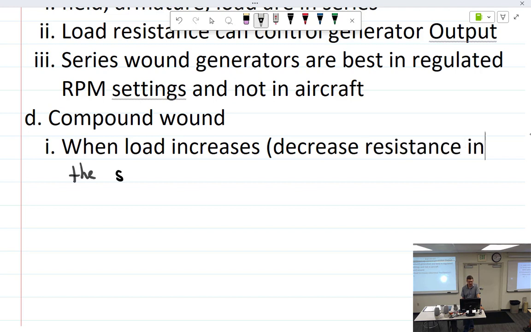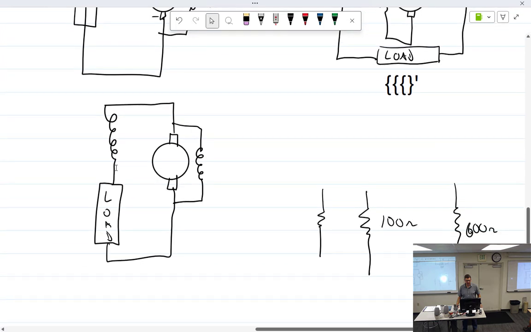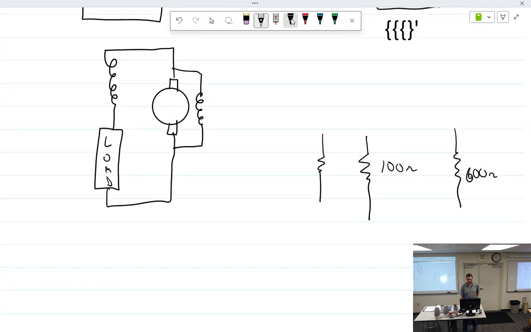In the series circuit. That's what the load, right? So we could take a look at it. So there we go. All right, so as the load right there starts increasing, when load increases, then the resistance here decreases. The resistance goes down. So more current is going to flow through the series coil. So that's getting increased right there. So the series winding current increases.